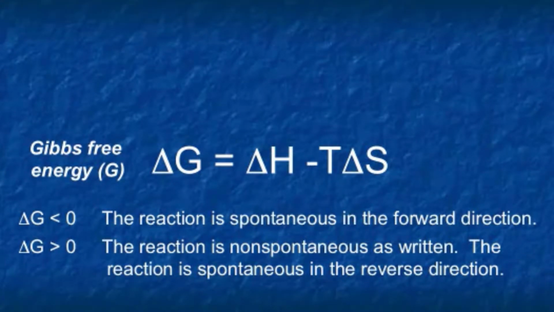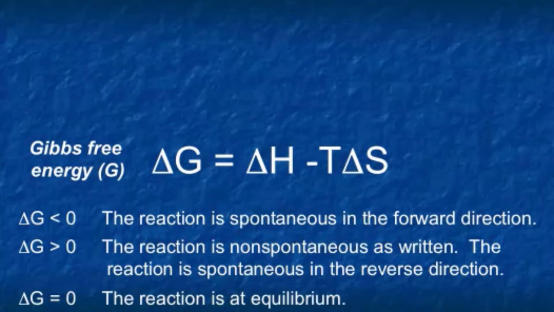Burning down a house, right here, that's spontaneous. The opposite of that is non-spontaneous. You can't take ashes and carbon dioxide and water and stuff and turn it into a house again. It doesn't work that way. If the delta G is 0, that means the reaction isn't really happening. It's not going anywhere. It's just sitting there. And so anytime you have a delta G of 0, it tells you that you're at equilibrium.